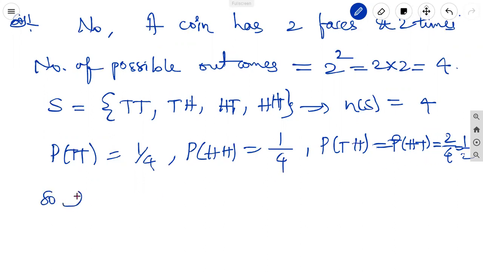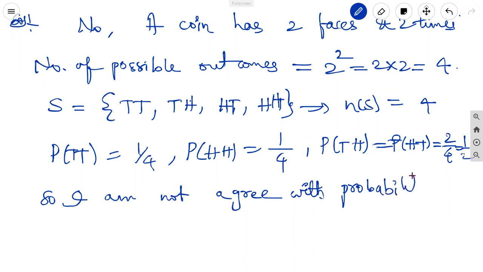So, I'm not agree with 1 by 3. Probability 1 by 3. Okay. The second problem.